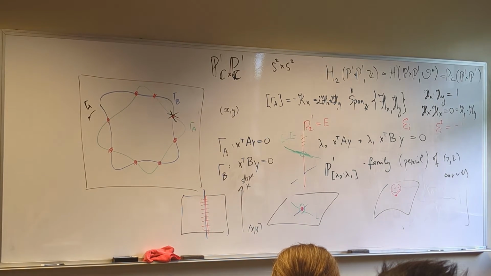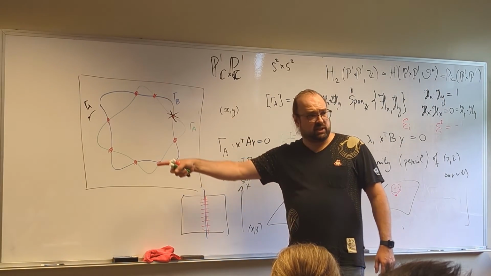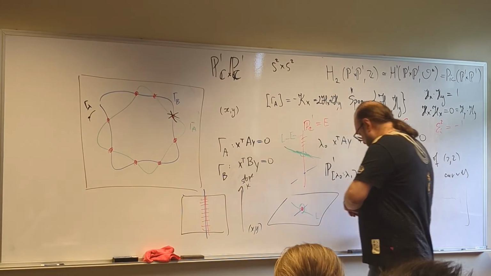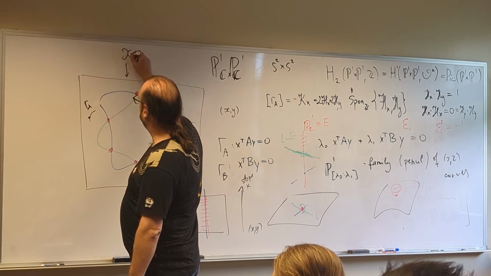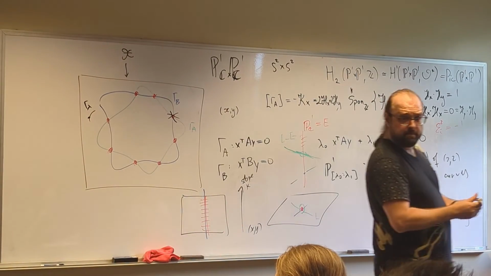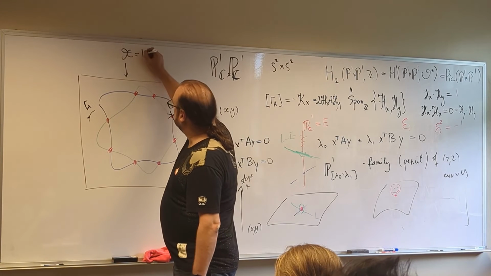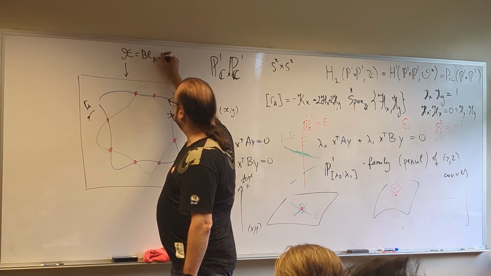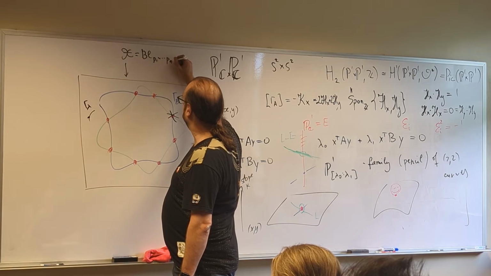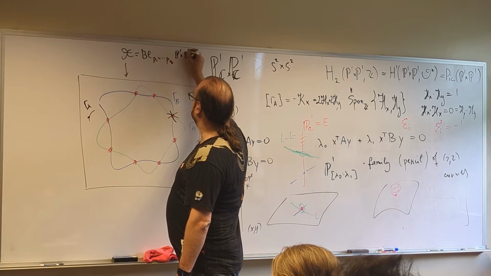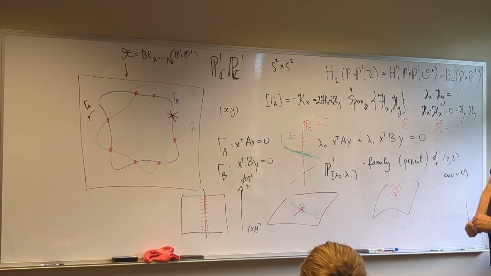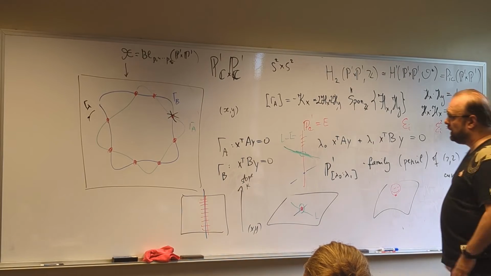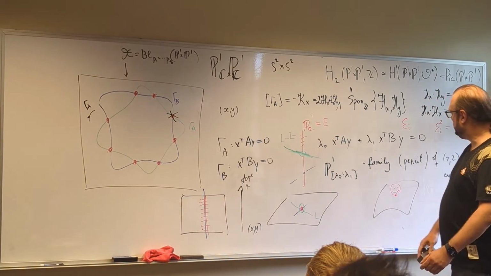So this is what I will do. I will blow up these 8 points. I blow up these 8 points, and I get a surface X. That is a blow up of P1 cross P1 at the points P1 to P8. This is my surface, and that surface is really very special.